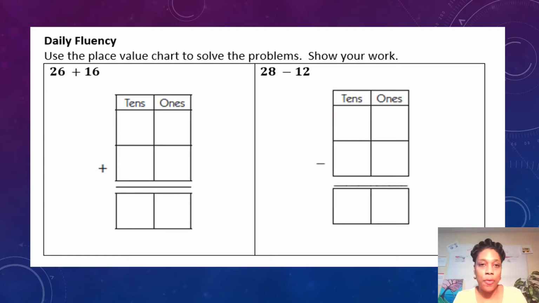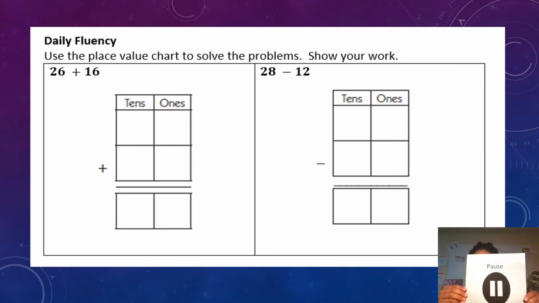Alright, so let's look at our first part of our lesson for today, which is our daily fluency. And our daily fluency is a review of what we've already done and have learned. So we're looking at an addition and a subtraction problem. We're going to use the place value chart to solve the problem. So I need you to also make sure that you show your work. I need you to press pause, please, so that you can work on this on your own. Please press pause.